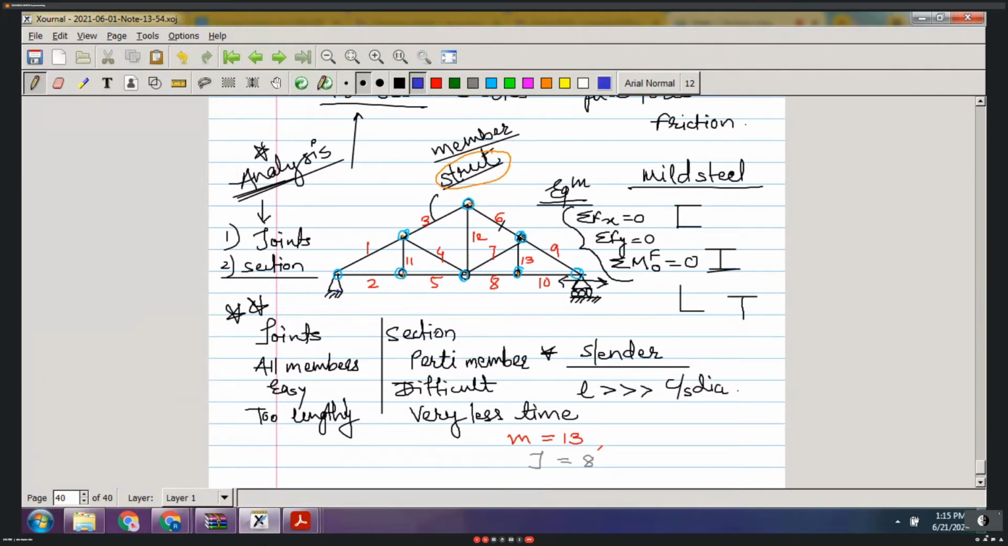How many reaction components can a hinge provide? 2. It restricts horizontal motion and vertical motion. So 1 and 2, HA and VA. And what about this roller? Roller will provide only one reaction component, perpendicular to the plane on which the roller is resting. The roller is resting on a horizontal plane, so the support reaction will be vertical. So 1, 2 and 3. Support reactions are 3. Up to here, did everyone understand?